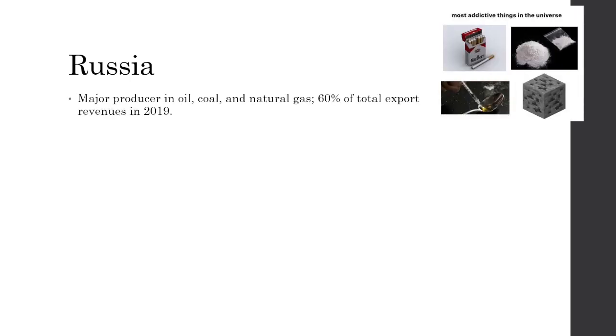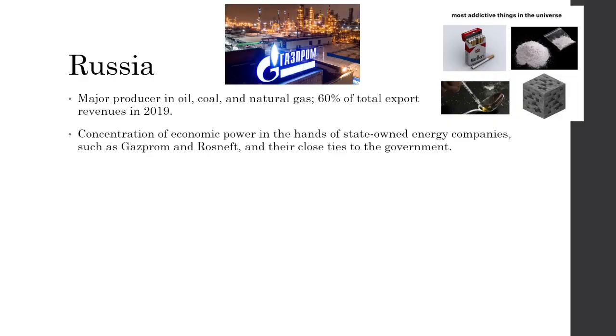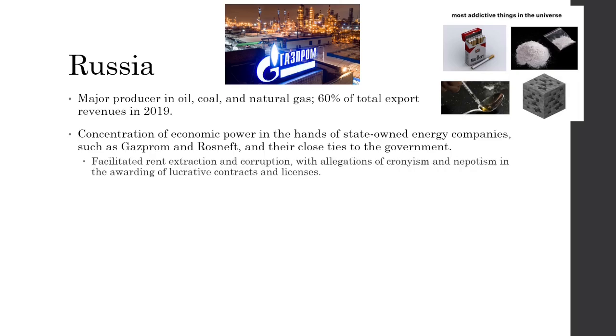All right, let's look at Russia. Major producer in oil, coal, and natural gas, which is 60% of their total export revenues. Concentration in the economic power is in the state-owned energy companies. Yes, there's some private ones, but the state owns most of it, such as Gazprom or Rosneft, and they have very close ties to the government.